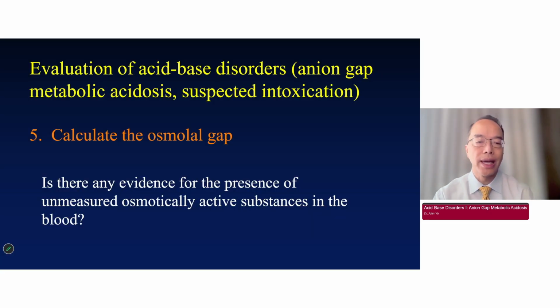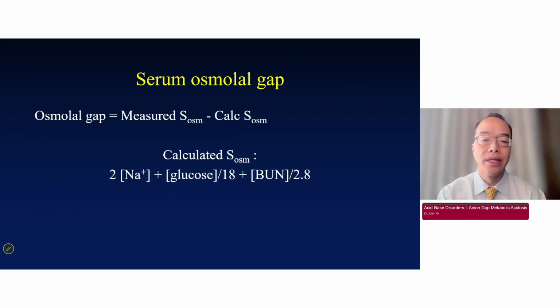And then the final step, particularly for patients who walk in the door or in through the ER with an anion gap acidosis, where you always have to suspect an intoxication, it's really useful to calculate one other calculation that helps to infer about something that might not be directly measured, at least initially. And that's the osmolar gap, which looks for evidence for the presence of unmeasured osmotically active substances in the blood. And here's how we calculate it.